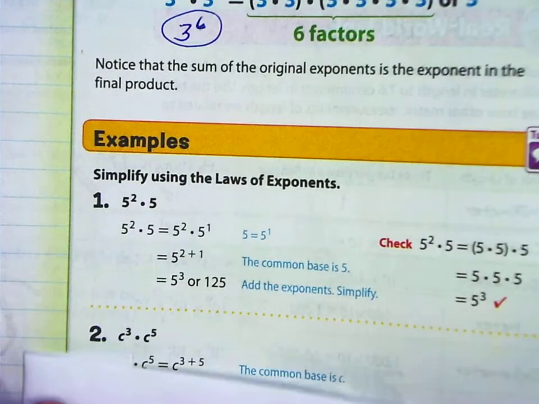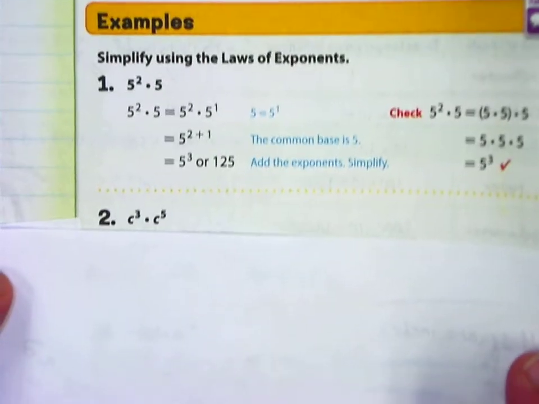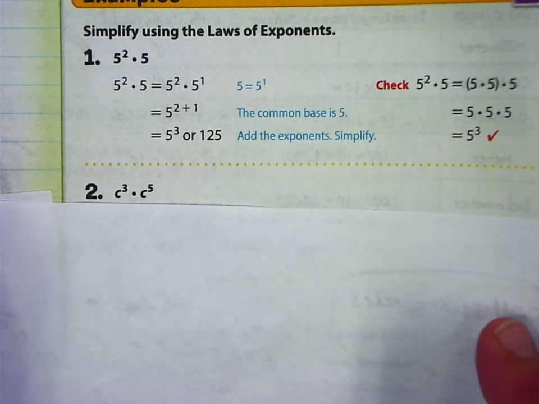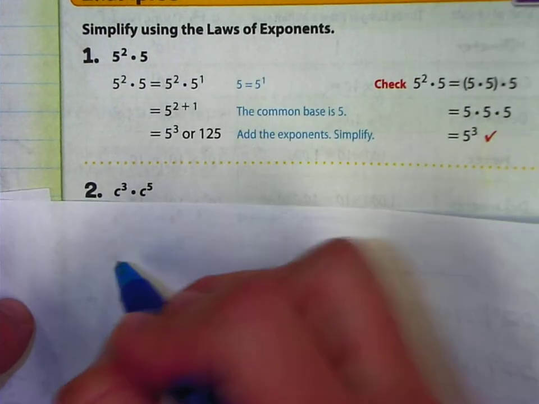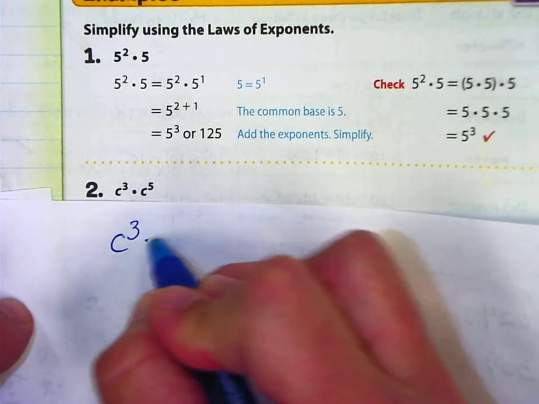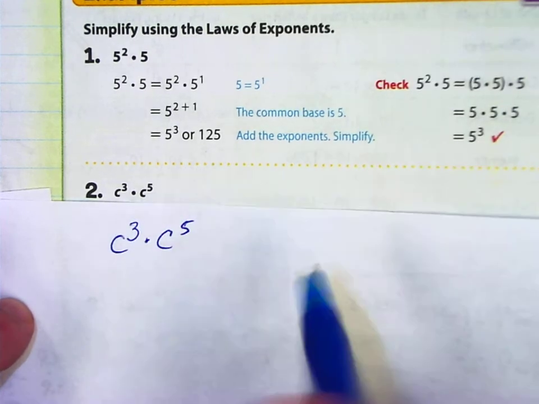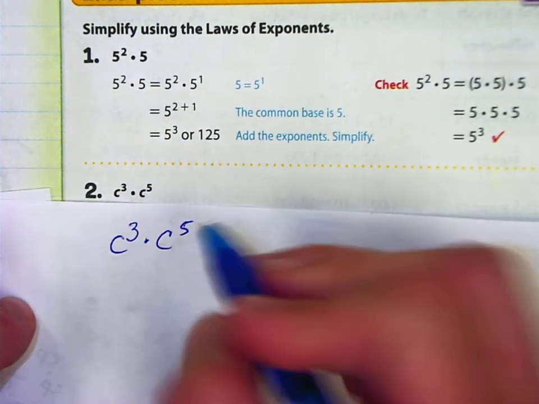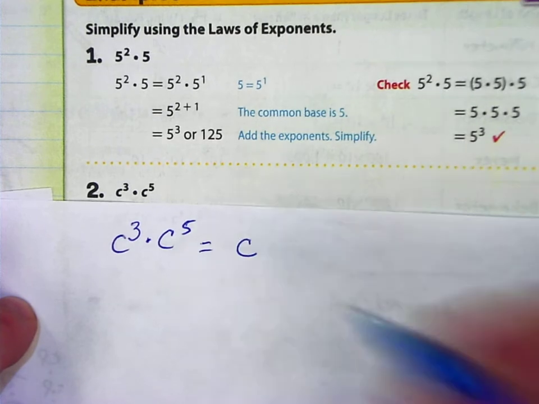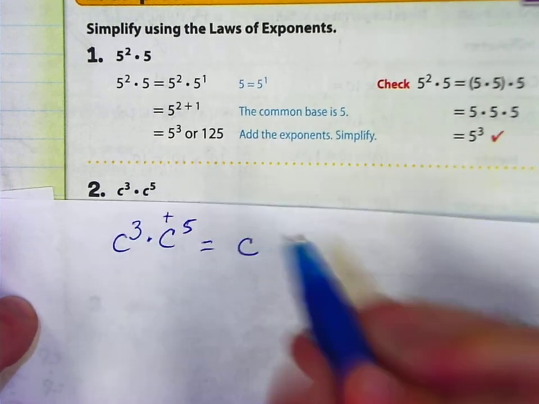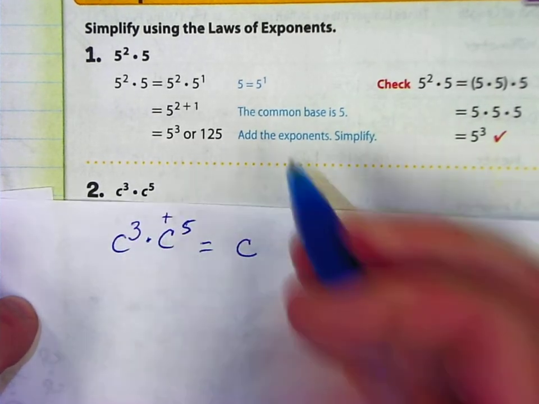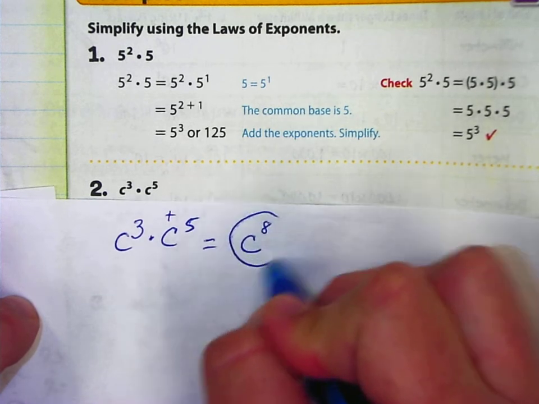Okay, let's try one more of those. Okay, we have c cubed times c to the 5th. Because we have a multiplying problem with the same base, the base stays the same, and we add those exponents. 3 plus 5 is 8, c to the 8th.